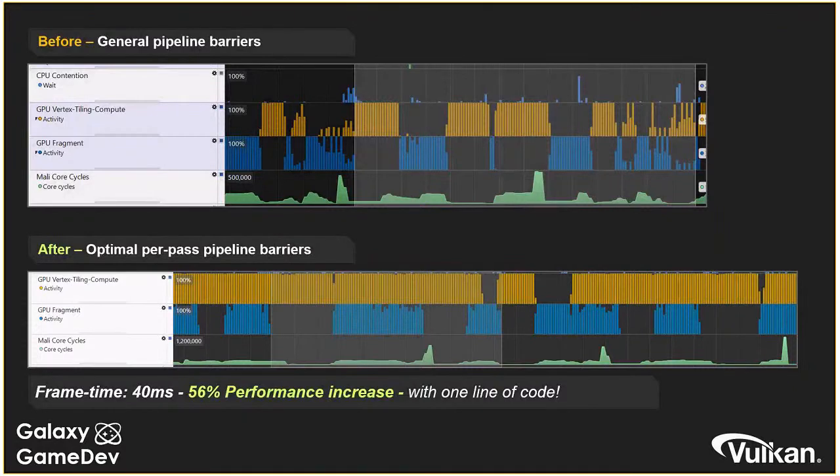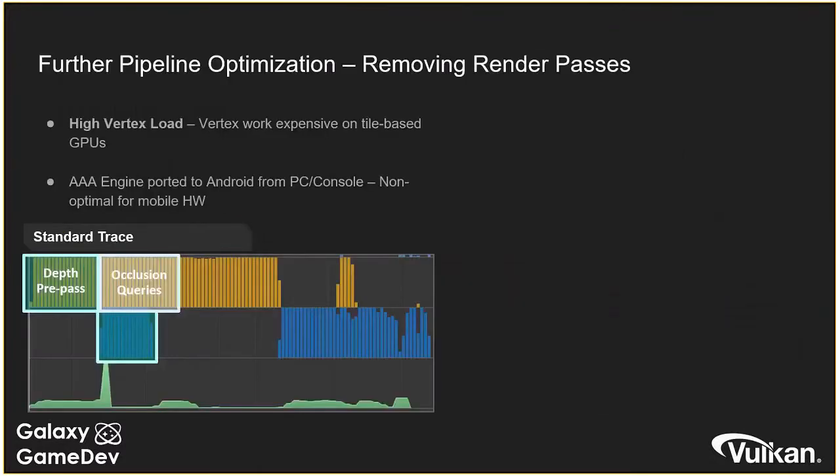And what this has culminated in is a 56% performance increase by essentially just changing one line of code. And that's exactly what we're looking for in these scenarios. So we're now down to 40 milliseconds frame time, down from 63, which is obviously a really, really nice saving. Another couple of things we can look at here are maybe stages that we don't need.